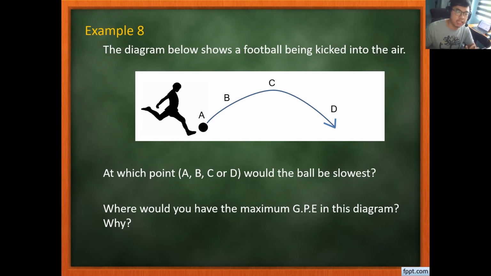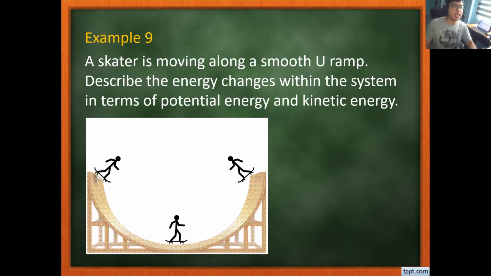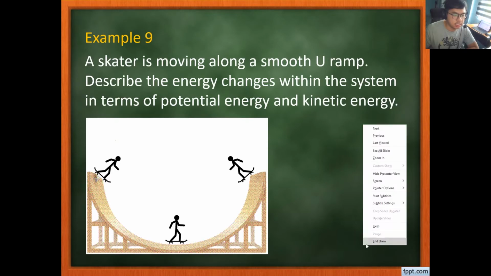So example 8, I'm going to skip this part first because I want to talk about example 9, and that example 9 is a bit easier to understand. So in example 9, a skater is moving along a smooth U-ramp. Describe the energy changes within the system in terms of potential energy and kinetic energy.